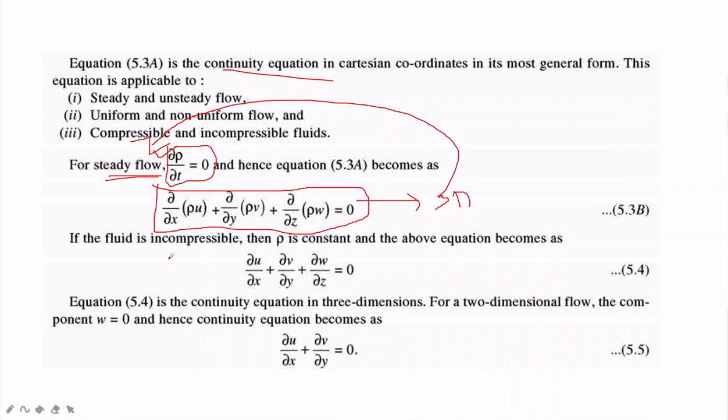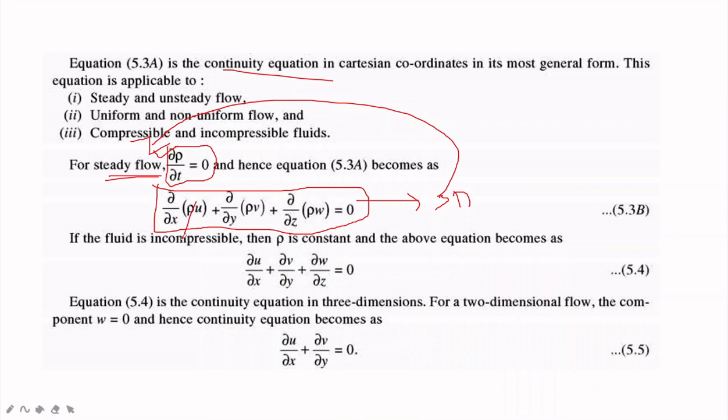What if the fluid is incompressible? Then rho is constant. For incompressible fluids, density will not change, right? So the density is constant, and the above equation becomes ∂u/∂x plus ∂v/∂y plus ∂w/∂z.